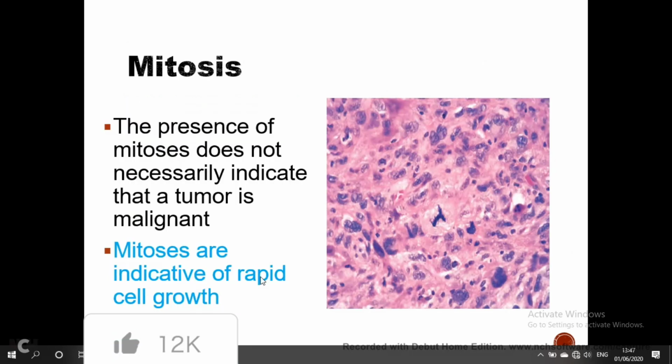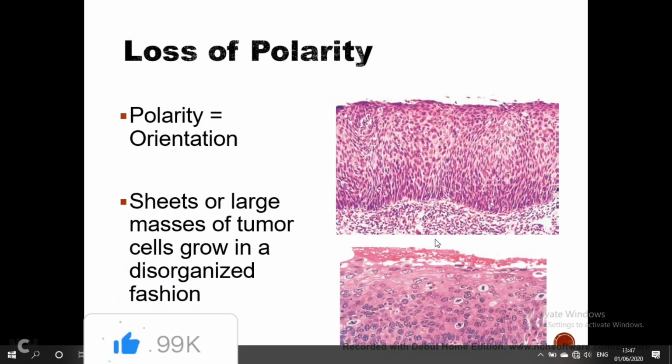Okay, mitosis. The presence of mitosis does not always indicate that it is a malignant tumor. Please remember this point. But yes, in malignant tumors, we find a lot of mitosis. So I just showed you a tripolar or an abnormal mitosis, but besides that, some mitoses are present, which can be identified by you, but they are indicative of rapid cell growth. And we know that tumor cells multiply at a fast speed.